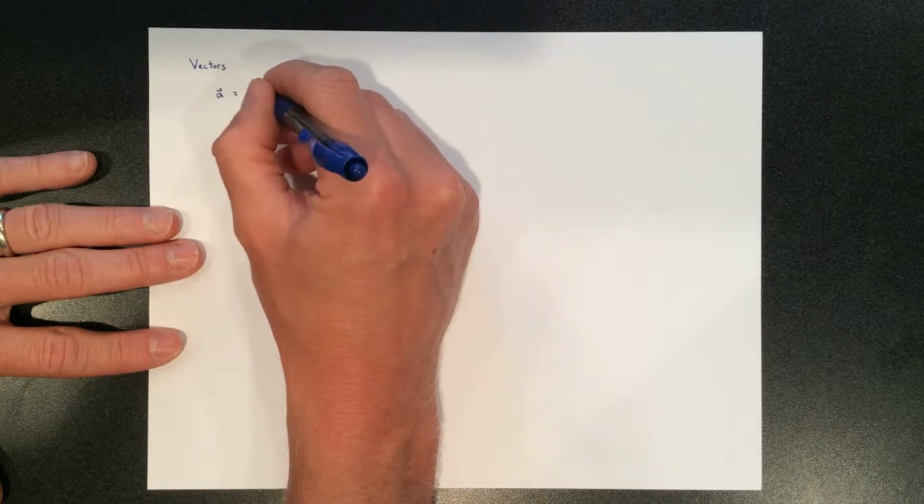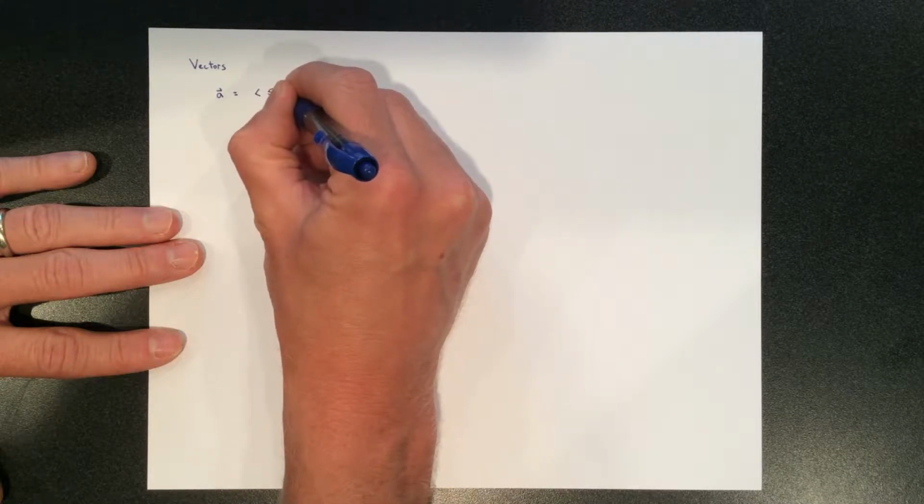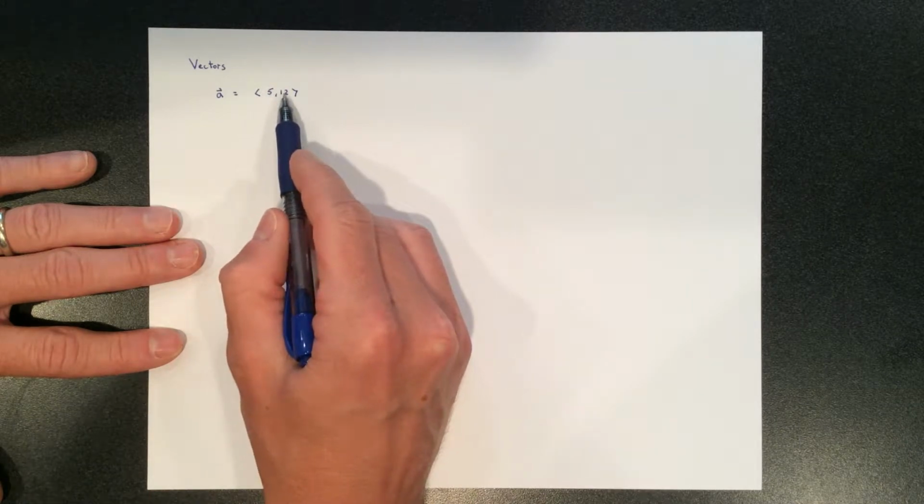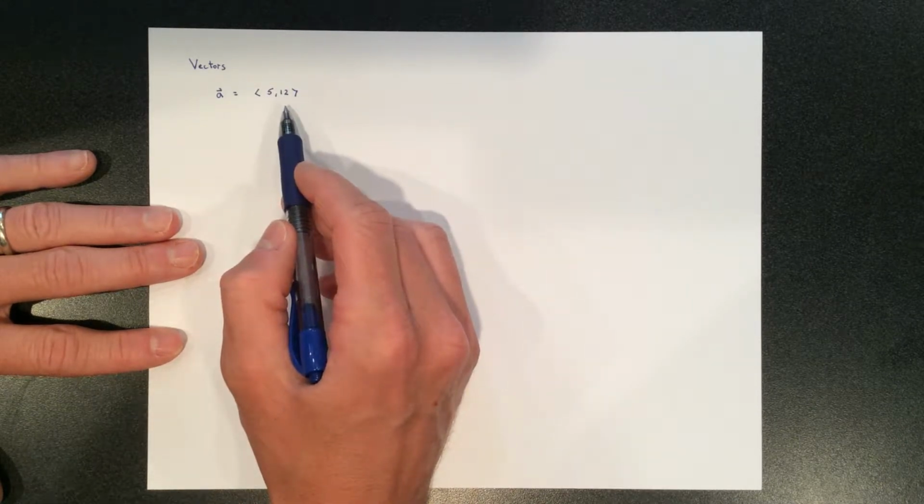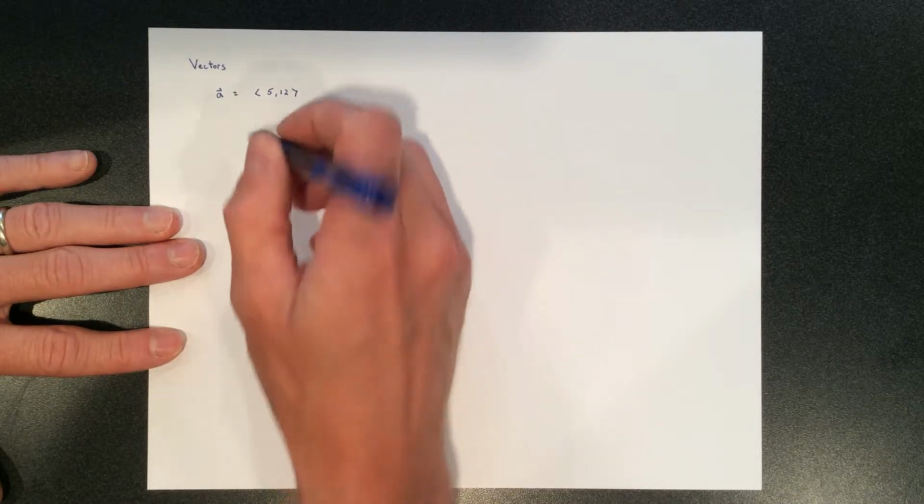Vector A could be in component form, and it could be like 5, 12. And this is only a two-dimensional vector. 3D would just have another dimension, right? X, Y, Z. Let's just stay in two dimensions right now. So this is the vector A, and it's 5, 12, on a graph.